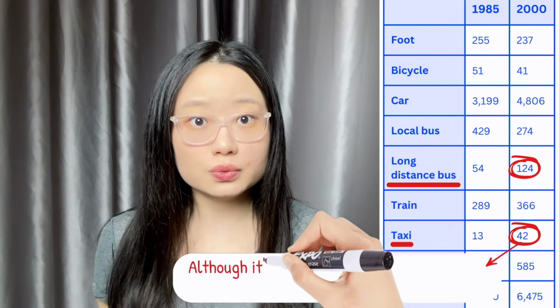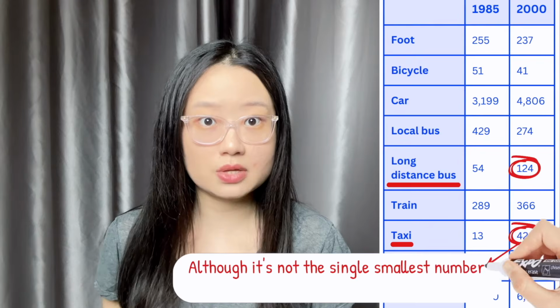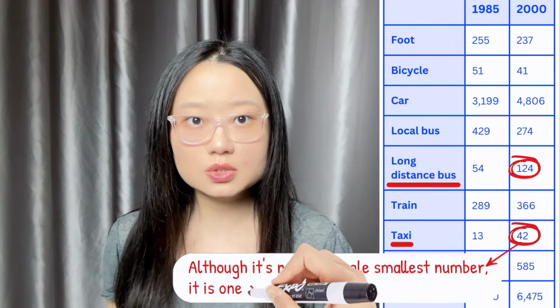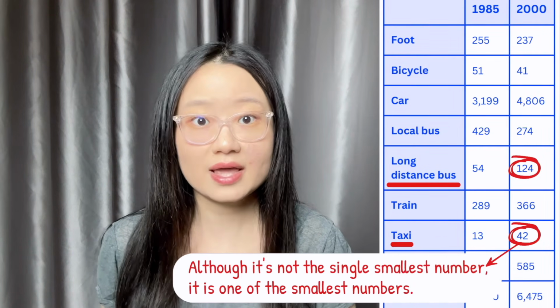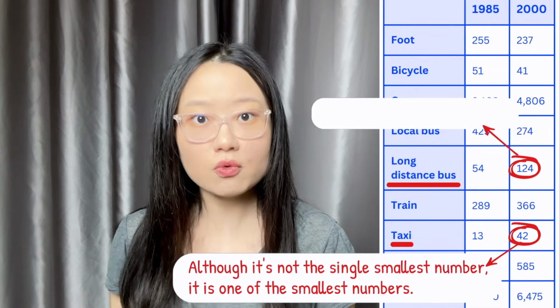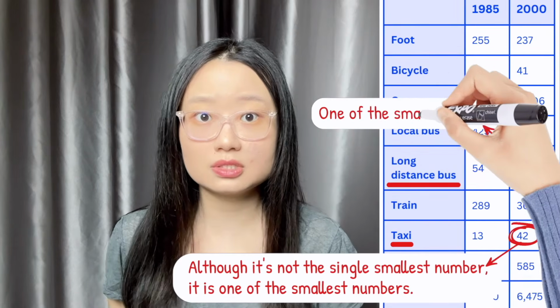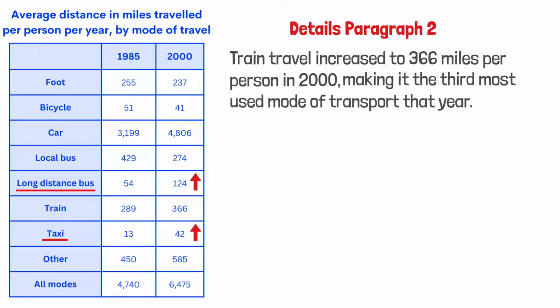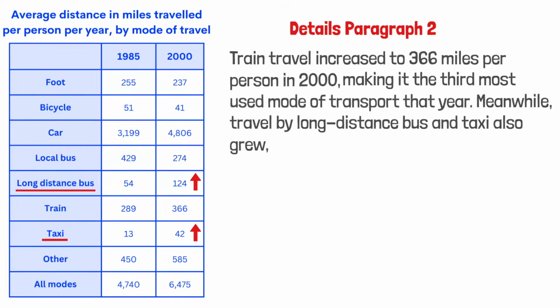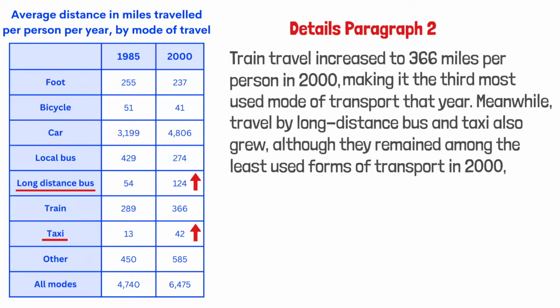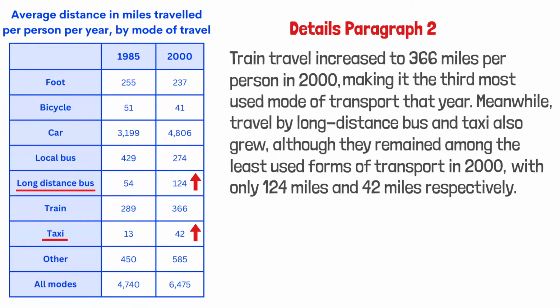Well, although 42 is not the single smallest number in 2000, it is one of the smallest numbers that year. So is 124. Like 42, 124 is also among the smallest numbers in 2000. Meanwhile, travel by long-distance bus and taxi also grew, although they remained among the least used forms of transport in 2000, with only 124 and 42 miles respectively.